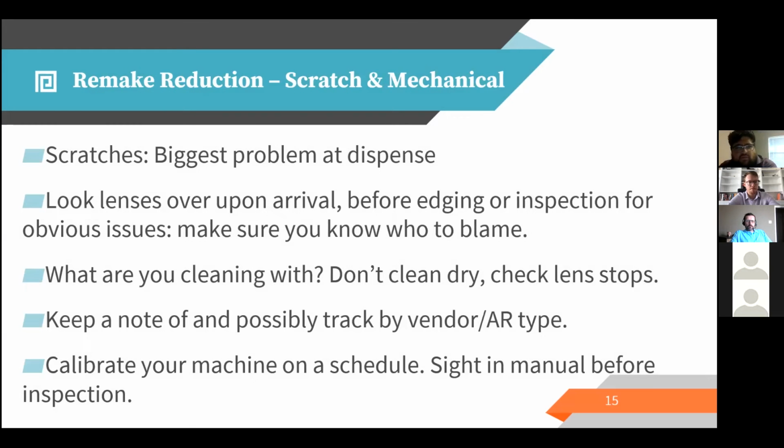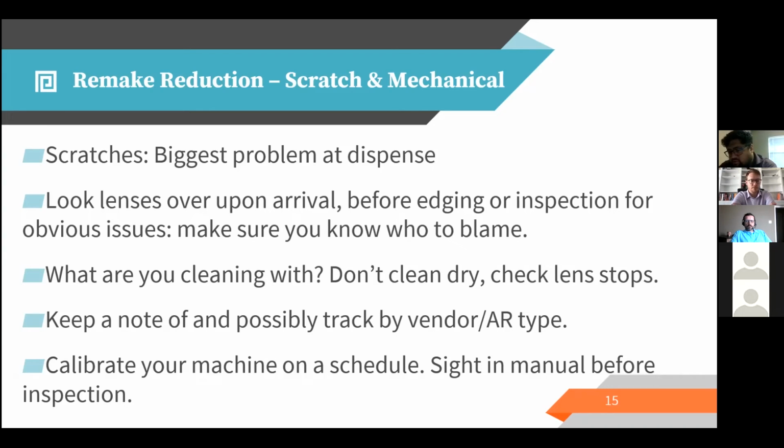Scratches. So for whatever reason, you start seeing a bump in scratches, or it's always been a problem. A lot of the times it's related to something about a process or the mechanics of the equipment in your office. So those are common things to look for. And these cause a ton of remakes when they're not addressed. So look them over when they show up. No reason to even begin the inspection process if there's a huge gouge or scratch on the lens to start with. And it's much easier to track who's attributable for that issue. If you know the lens came in pristine, but it's not after edging or dispense, you know you need to track it internally.